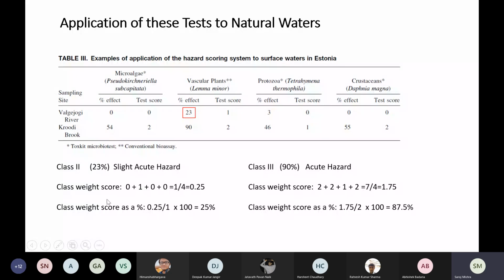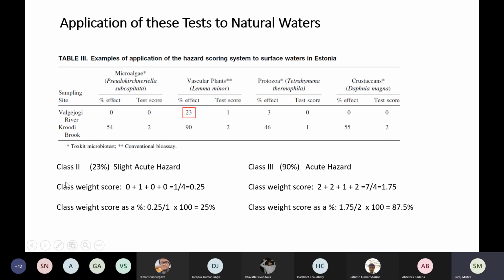Then there is another way of classifying which was given on the last slide, which is called the class weight score. Whatever the weight scores are for each category, they are combined and averaged out. So you have a test score of 0 plus 1 plus 0 plus 0, so a total of 1 divided by 4, which is the number of test scores carried out. So the average class weight is now 0.25. Is that clear how you get that number? Ma'am, can you explain again?